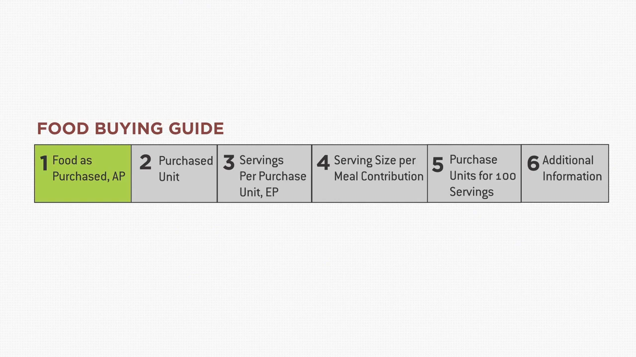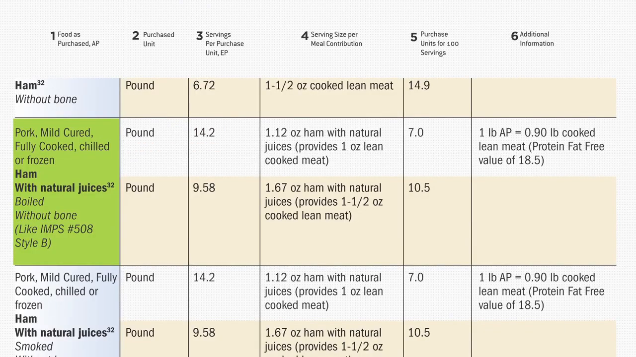Column 1, Food as Purchased, or AP, tells you the name of the food item and the form in which it is purchased. Individual foods are arranged in alphabetical order by type of food. For instance, ham is listed under pork, mild, cured. Within each type, foods are listed according to the forms in which they appear in the market: fresh, canned, frozen, or dehydrated. Where appropriate, column 1 also includes a detailed description of the form in which items are purchased.